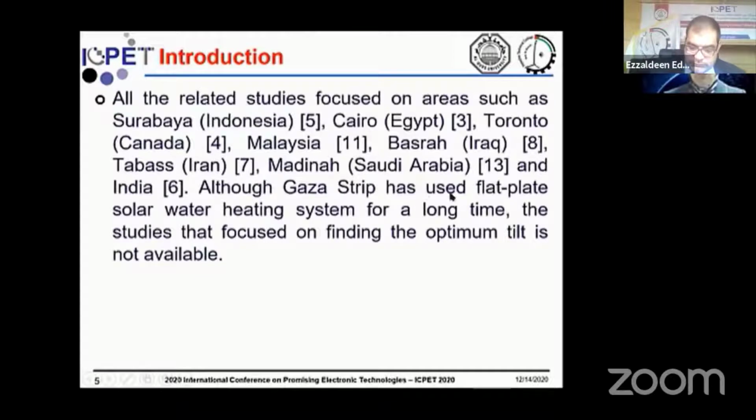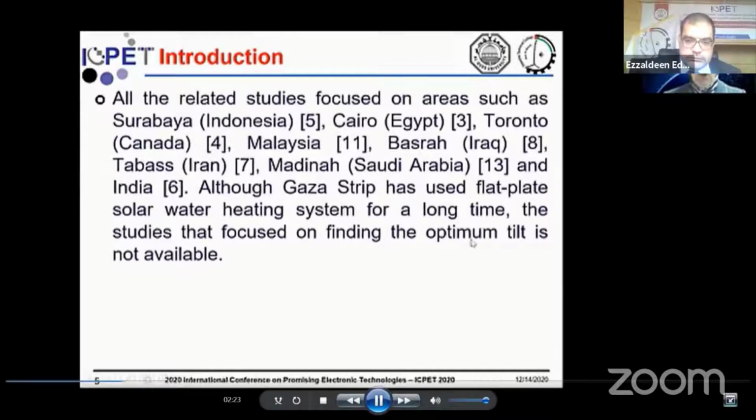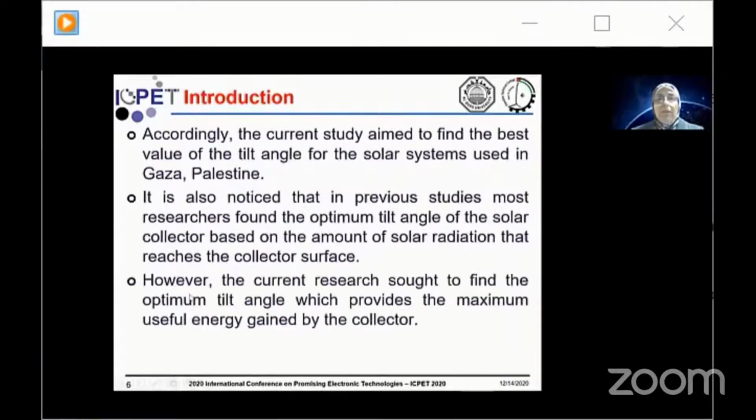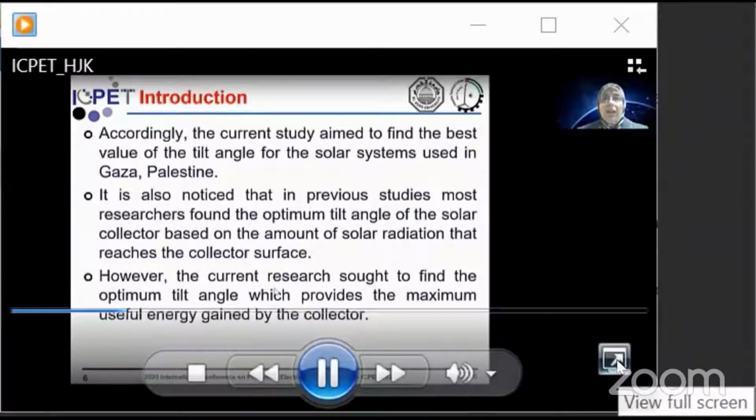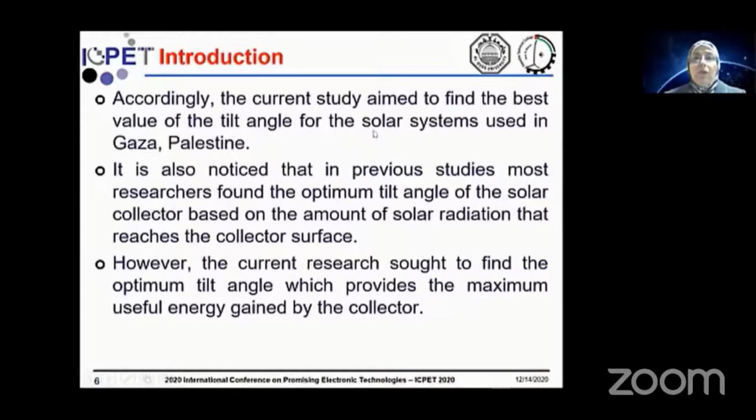Although Gaza Strip has used flat plate solar water heating for a long time, the studies that focused on finding the optimum tilt angle are not available. Accordingly, the current study aims to find the best value of the tilt angle for the solar systems used in Gaza, Palestine. It is also noticed that in previous studies, most researchers found the optimum tilt angle for the solar collector based on the amount of solar radiation that reaches the collector surface.